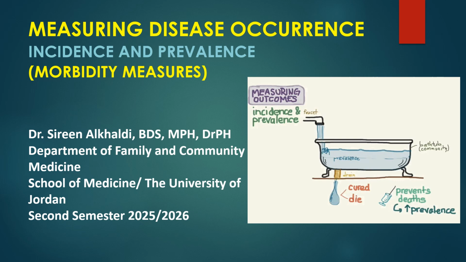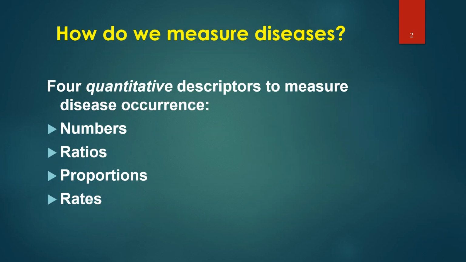Measuring disease occurrence, incidence, and prevalence. How do we measure diseases? There are 4 quantitative descriptors to measure disease occurrence. We can quantify disease either using numbers or ratios or proportions or rates.